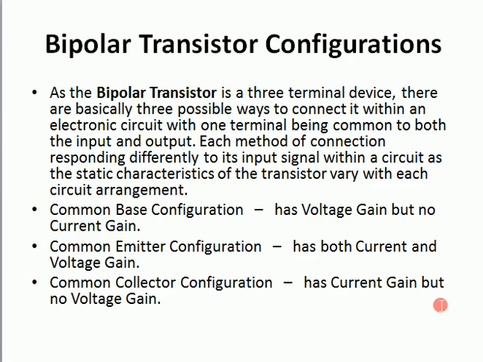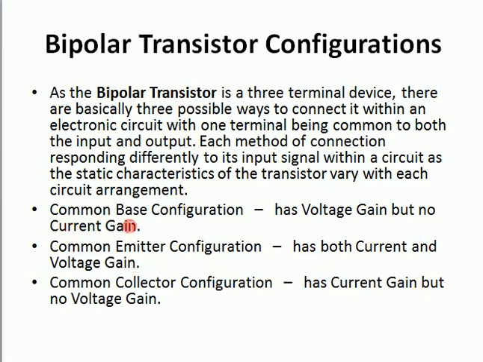As we have seen, the bipolar transistor is a three terminal device. So there are three possible ways to connect it within an electronic circuit, with one terminal being common to both the input and output. So how can we connect it? When we connect it, taking one terminal as common and the other two as the input and output terminals, we can connect them in three configurations: the common base configuration, common emitter and the common collector configuration.